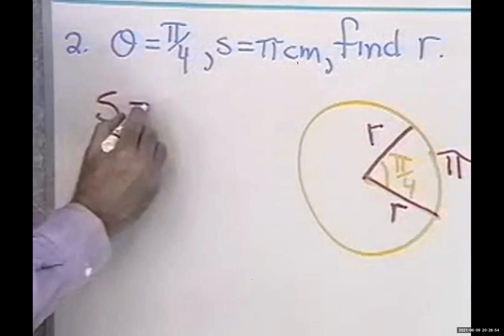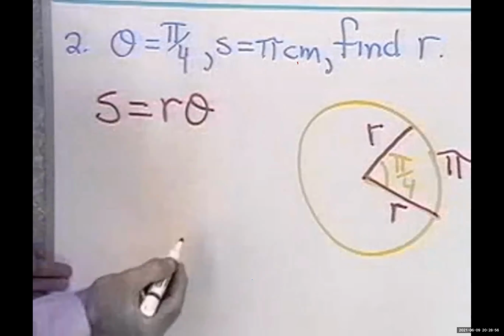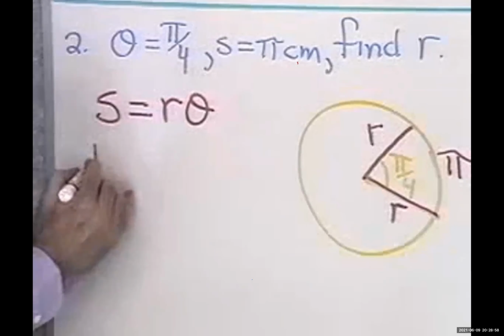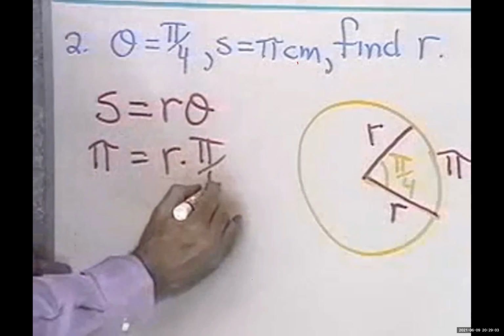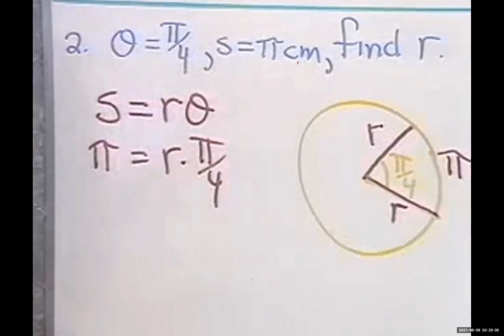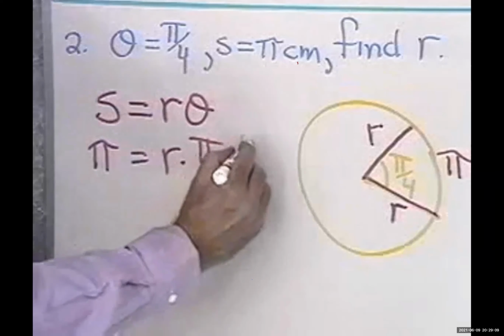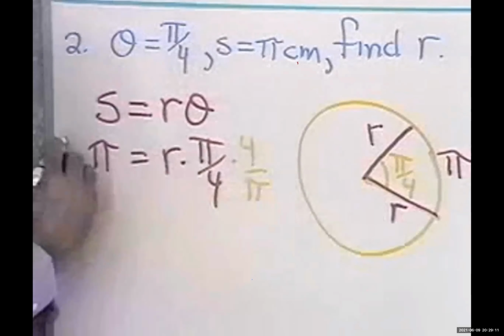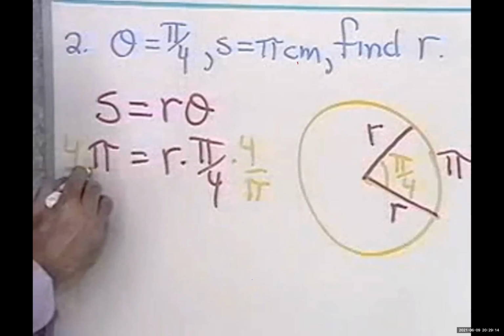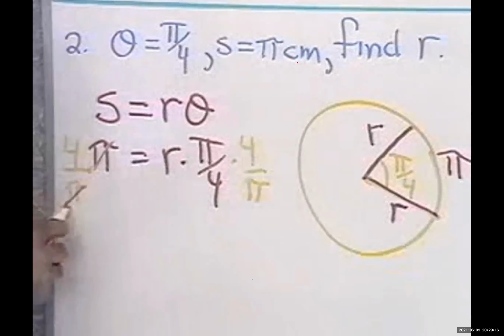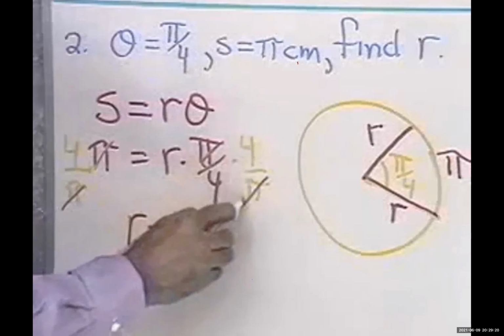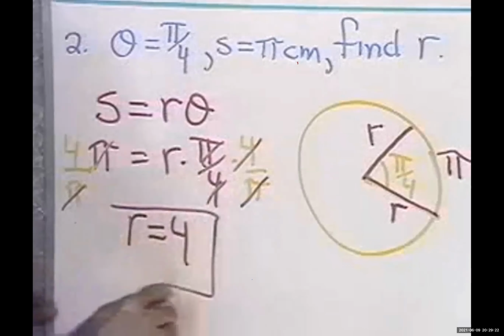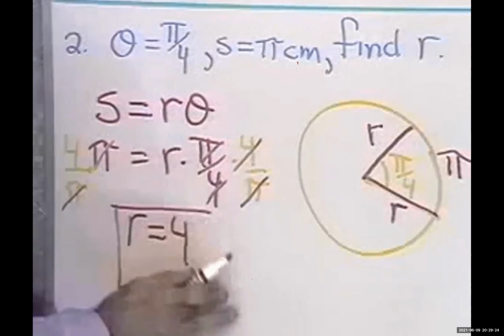Let's use our formula for arc length. S is equal to r times theta. So I have S, it's pi. I'm looking for r, and I have theta, which is pi over 4. So I'll multiply both sides of this equation by 4 over pi. When I multiply, the pi's divide out, and I end up with r is equal to 4. And what are the units on this?